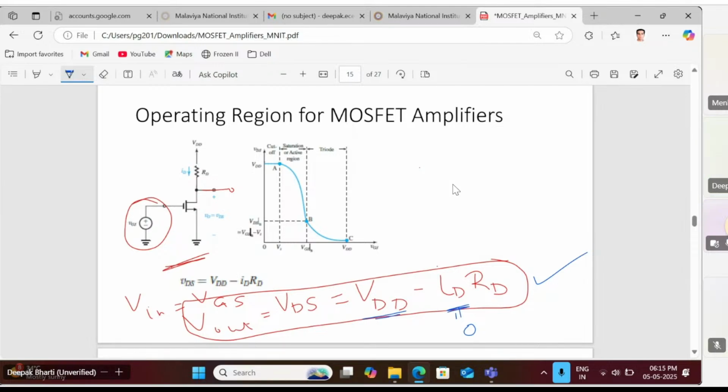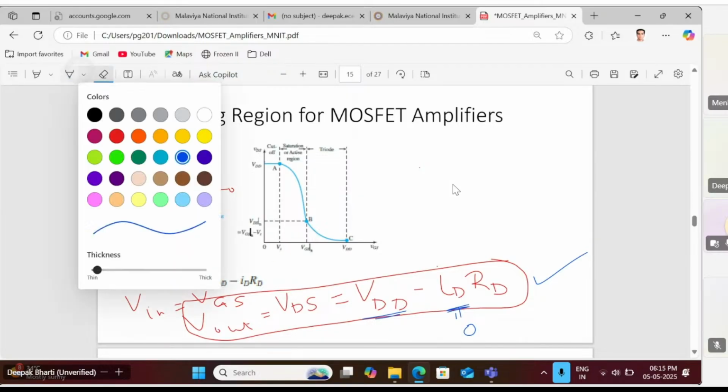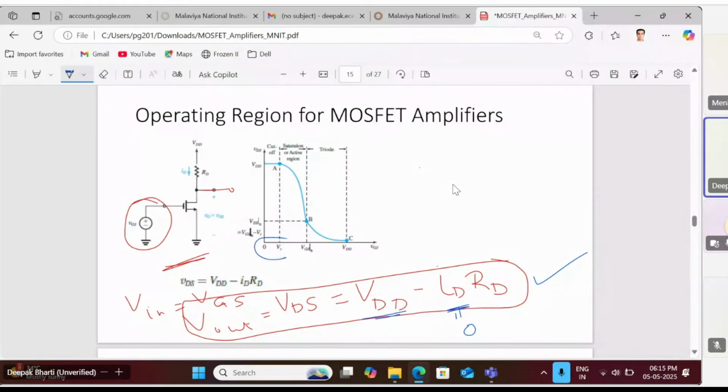And the value of V out will remain VDD until the input reaches the threshold, because we know that the current in the enhancement MOSFET is 0 below the threshold voltage. So if VT is the threshold voltage here, then between 0 and VT, the drain current will be 0, so V out will be equal to VDD. This can be observed here: between 0 and VT, the output is equal to VDD.